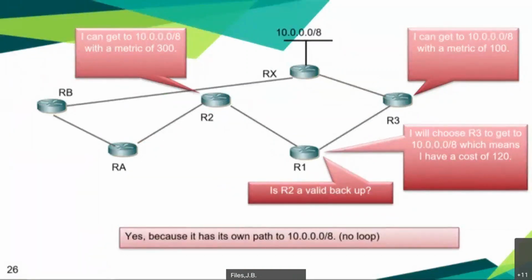R1 needs to know that R2 is a valid backup in the sense that it needs to know that there is no loop. But remember, this is not a link state routing protocol like OSPF. This is a distance vector routing protocol. So all it knows is the total distance and direction to get to each one. It doesn't have a map. So how does it know that R2 is a valid backup? R2 is advertising the route, but how does it know that it doesn't loop through it?